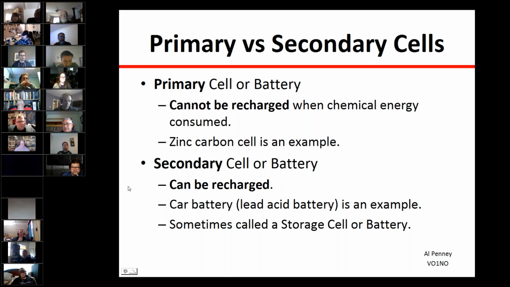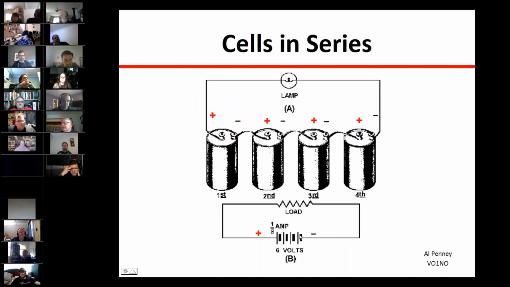Make sure I'm not missing any questions here. Oh, okay. Oh, 1/8 of an amp in the last diagram. Okay. Yeah, don't worry about that. We'll worry about that next class. Okay.